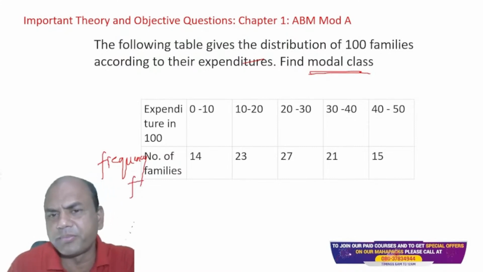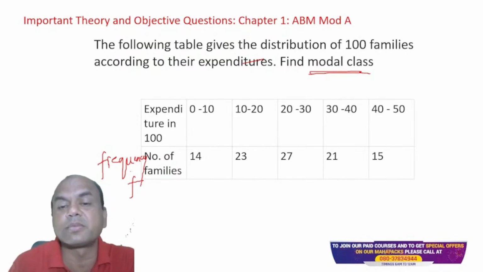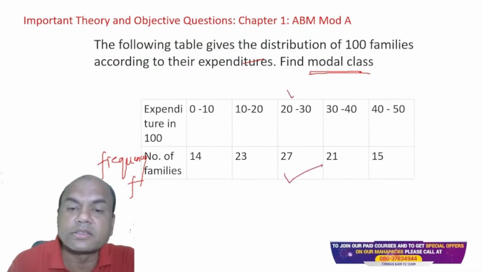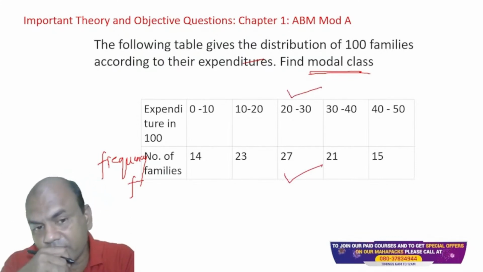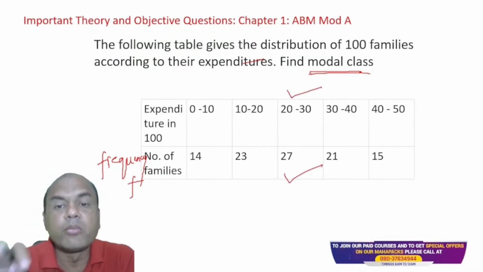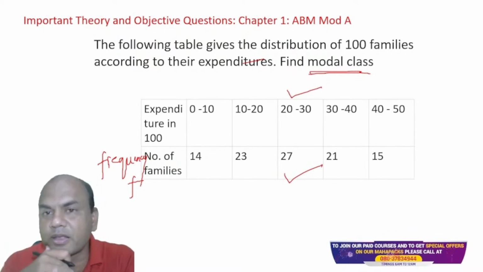Mainly mode. So mode means what? Which is having maximum number of times which is occurring. So who is occurring maximum number of times? 27. So which is the modal class? This is my modal class, right? So this is my modal class. Got it? Simple. Modal class, remember, it's always the maximum number of times which is occurring.